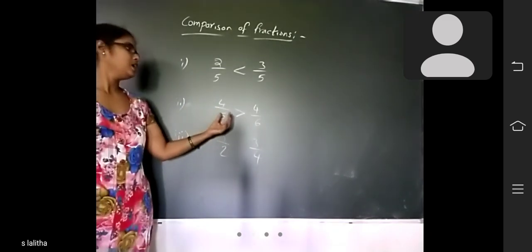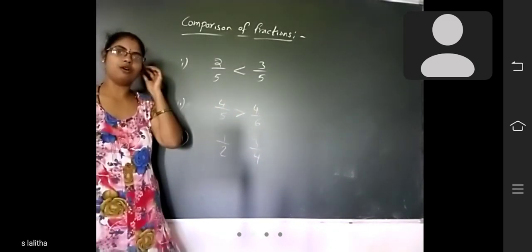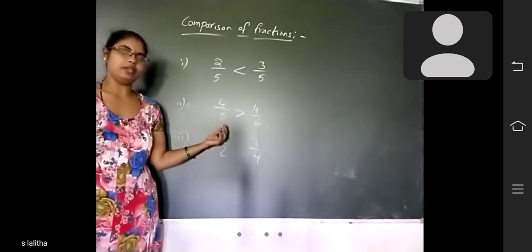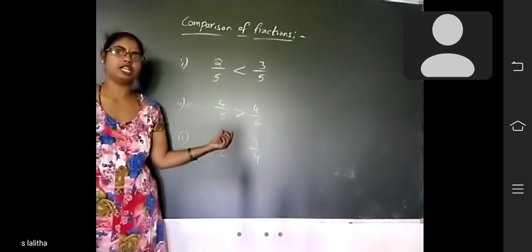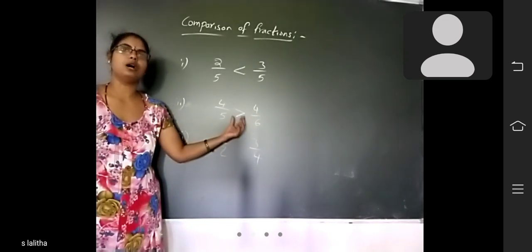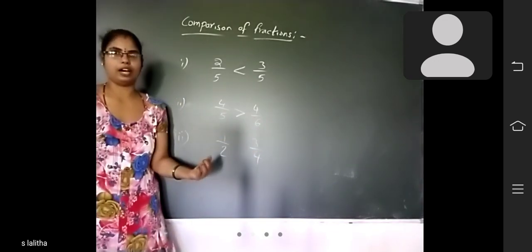Second one is numerators are same, denominators are different. Then how to compare? First you should compare denominators. Which one is the smallest denominator? That fraction is greater than the other fraction.